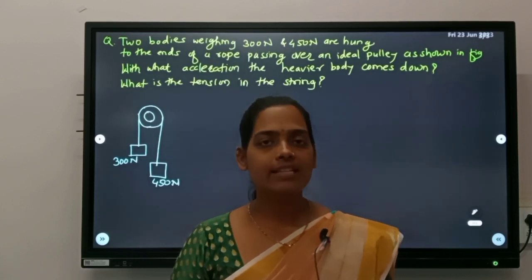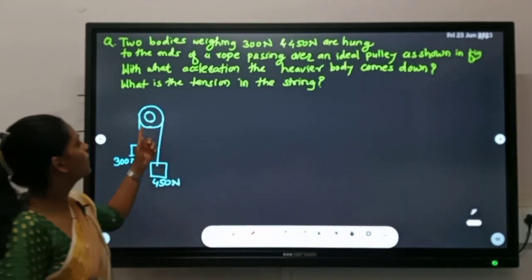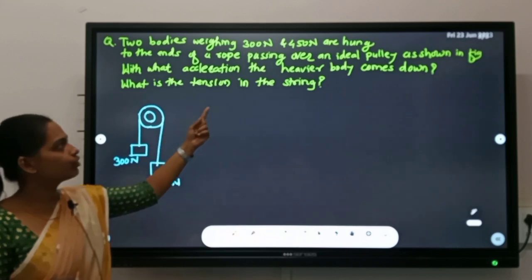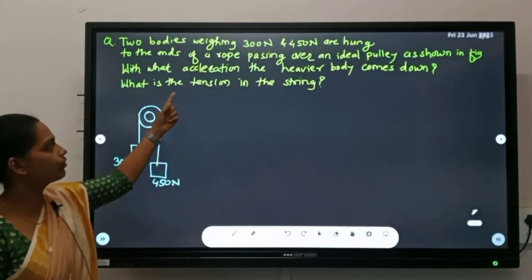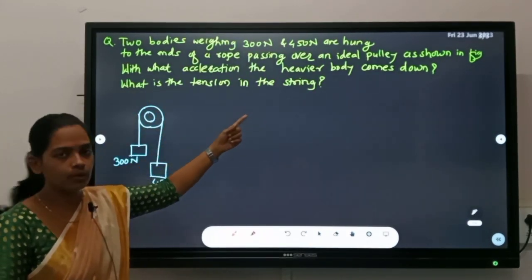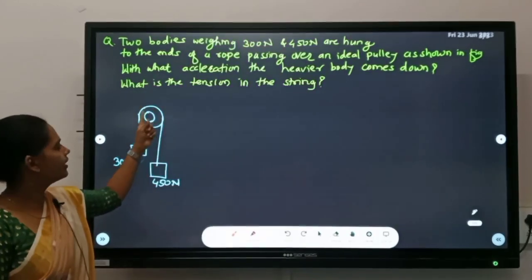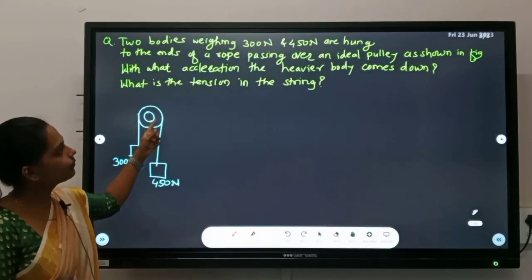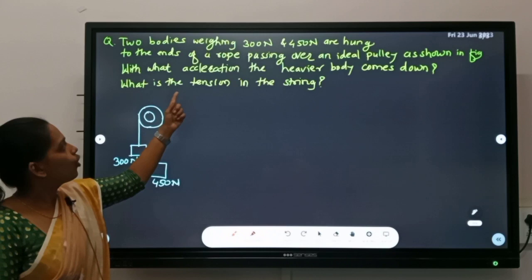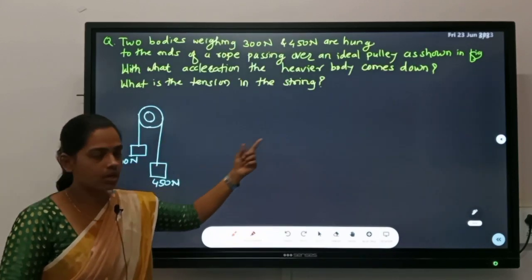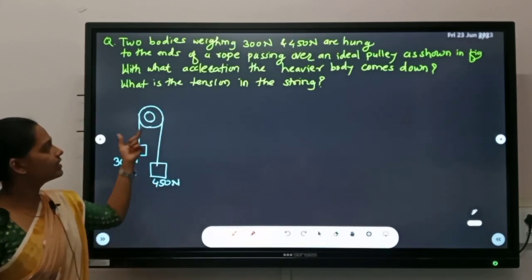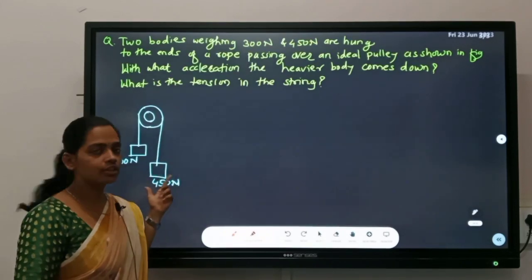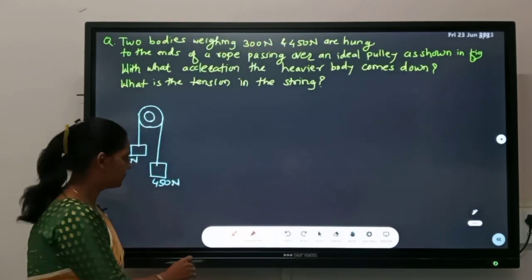Hello friends, today we'll see this numerical. Two bodies weighing 300 Newton and 450 Newton are hung to the ends of a rope passing over an ideal pulley. That means an ideal pulley is a frictionless pulley. With what acceleration does the heavier body come down, this is the heavier body, and what is the tension in the string? So to solve the numerical, first of all we'll see the FBD.